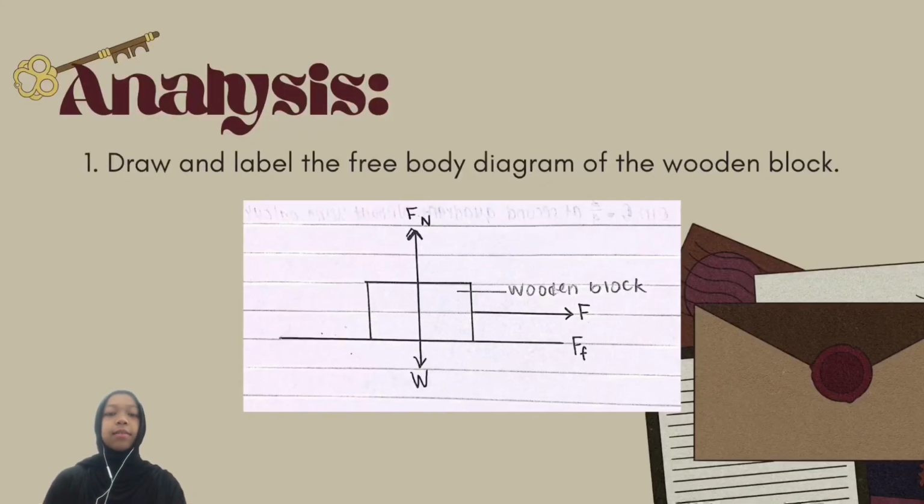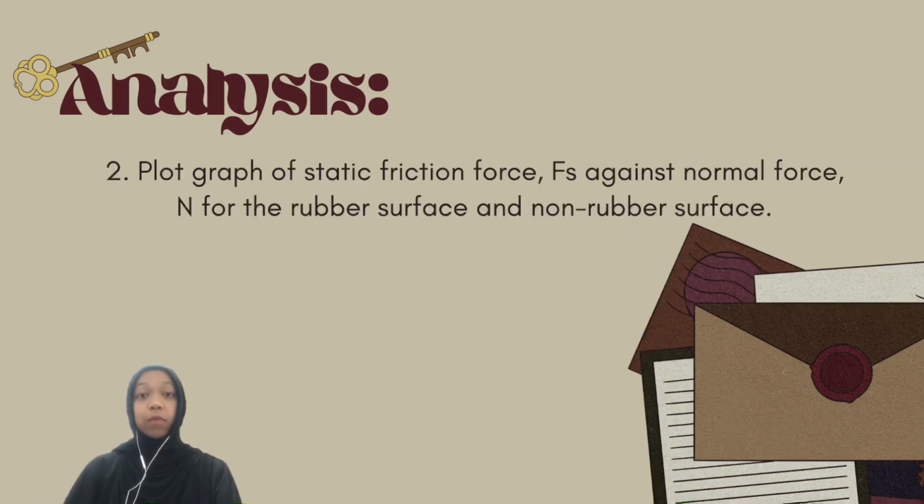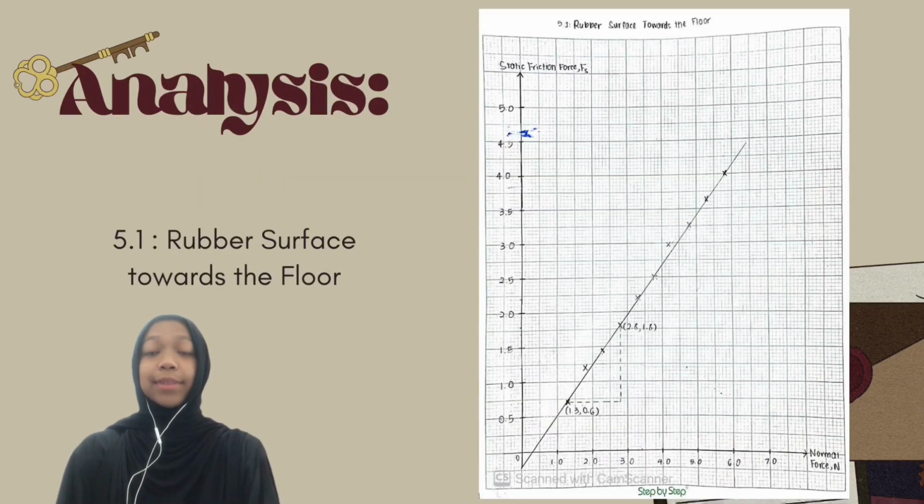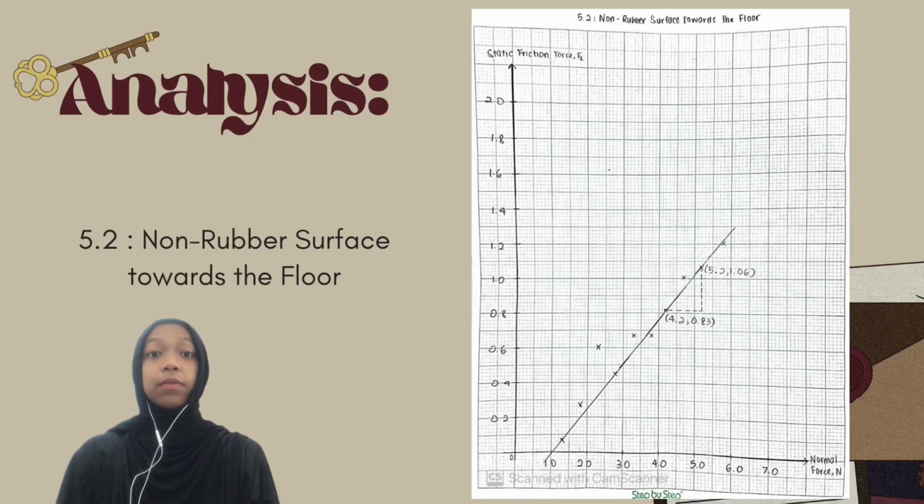For analysis, the question asks to draw and label the free body diagram of the wooden block. So this is how the free body diagram works. Normal force acts upward on the wooden block while weight acts downward. The wooden block is pulled with a force. For the second one, plot a graph of static friction force against normal force for the rubber surface and non-rubber surface. The picture shown is the graph for rubber surface towards the floor, and this is the graph for non-rubber surface towards the floor.